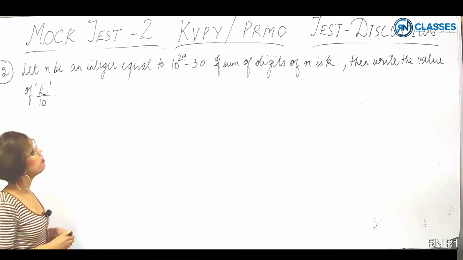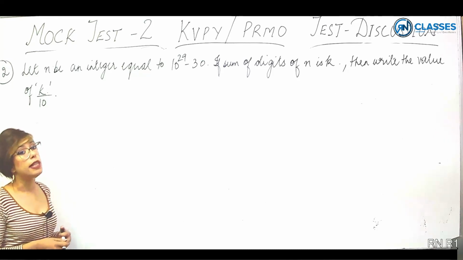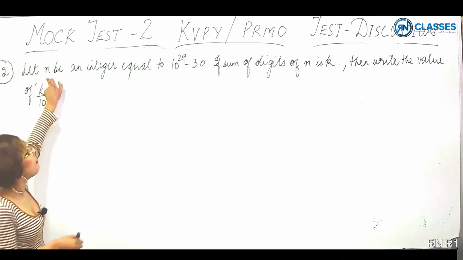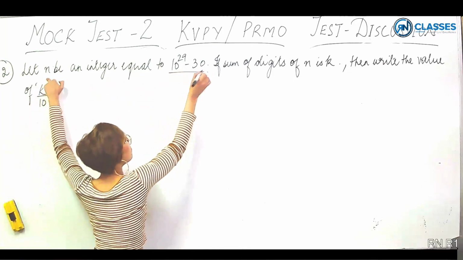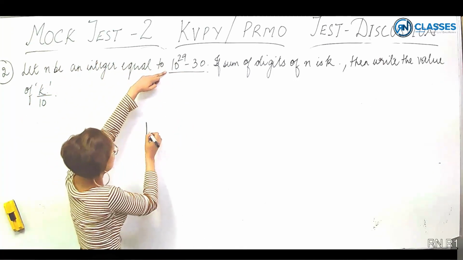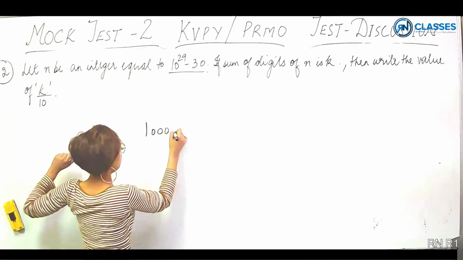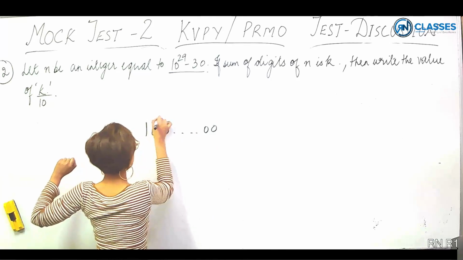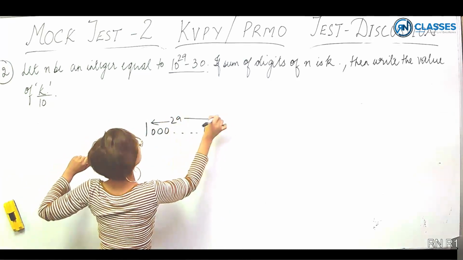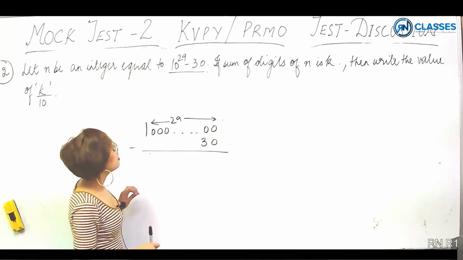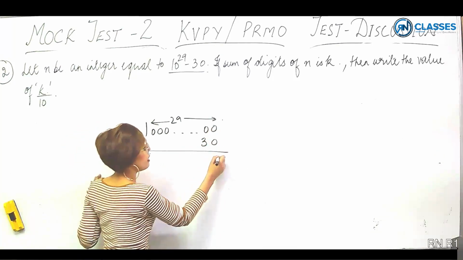Alright, on to the next one. Now this was one question which was quite easy, so let's just quickly discuss it. He says let n be an integer equal to this. So this is nothing but 1 followed by how many zeros? 29 zeros. So these are 29 in number. Minus 30, so subtract 30. So here I'll get 0.